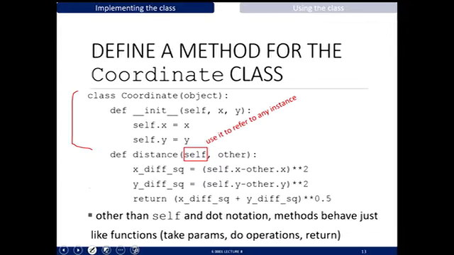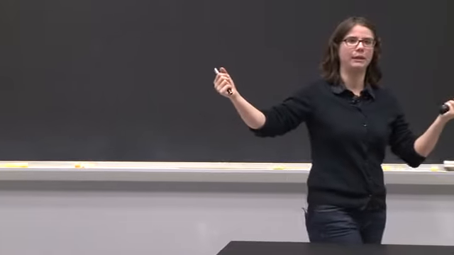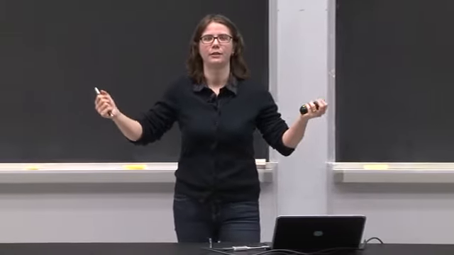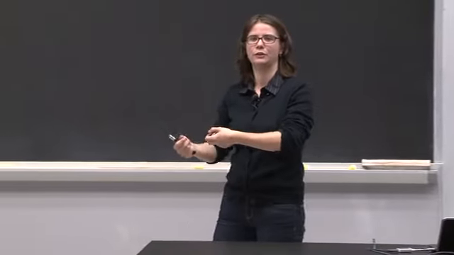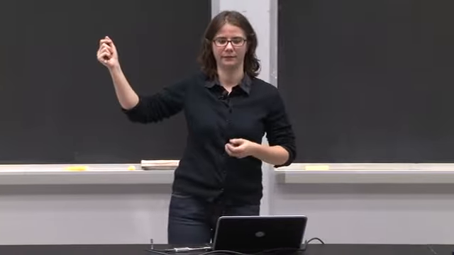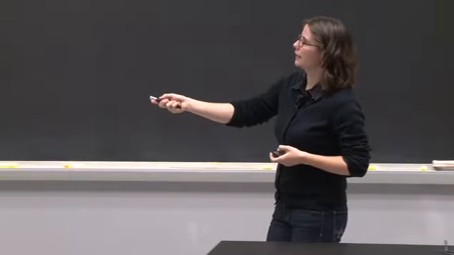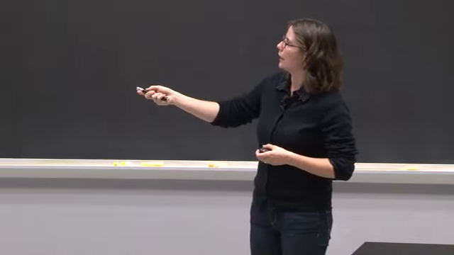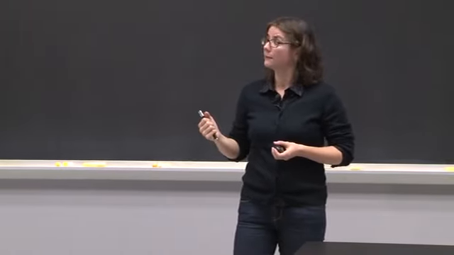Okay? And then for this particular method, I'm going to give it another parameter, and I can name this whatever I want. I'm naming it other. And this is going to represent the other coordinate object for which I want to find the distance from myself. Okay? So here I'm going to just implement the Euclidean distance formula, which is x1 minus x2 squared plus y1 minus y2 squared, and the square root of all that. So that's what I'm doing inside here. Okay? Self and other are coordinate objects.